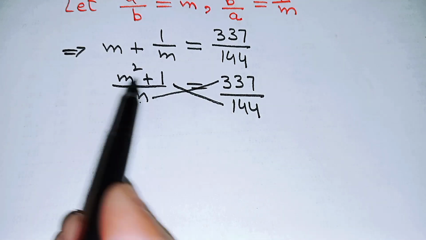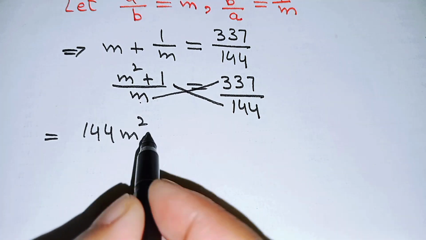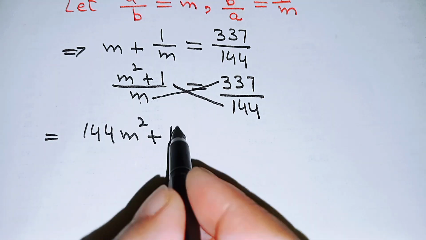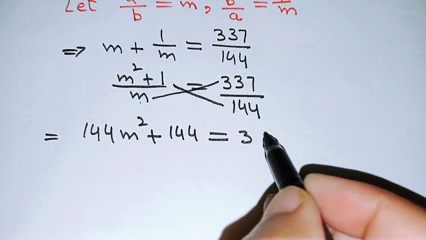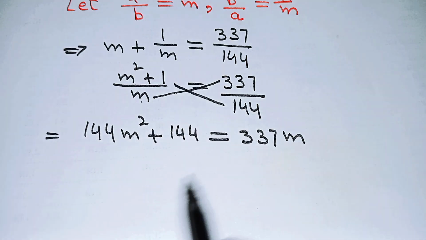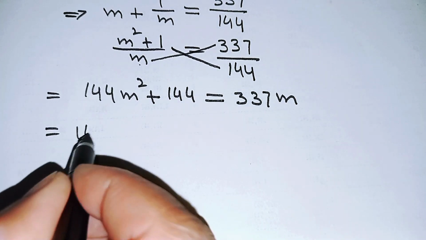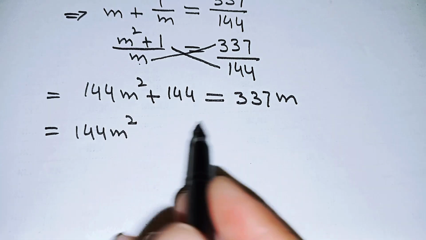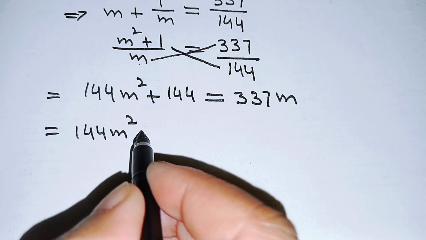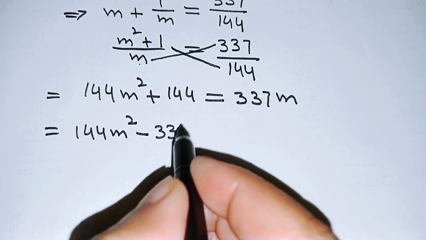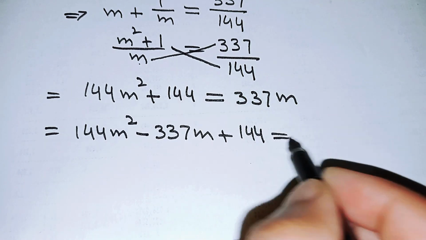And now this 144 is M square, 144 M square, and plus this 144 ones are 144, and is equal to 337 M. So here this 144 M square and this 337 M is moved here as minus 337 M, and then plus this 144, and is equal to 0.